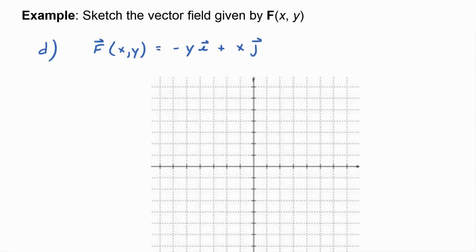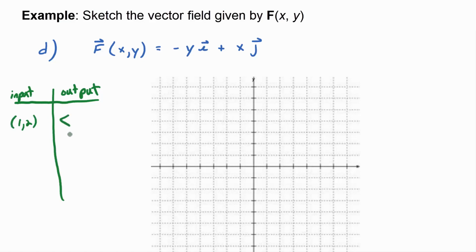Now this one's kind of interesting. Sometimes you have to go back to the inputs and outputs. So remember the input, the output. Let's use, I think the point 1, 2 would be a good input. Then what vector is outputted? And it might be helpful to convert to component form.